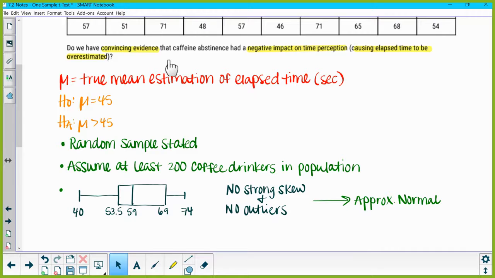Remember that it's very, very important when you are doing this as a part of your answer that you actually write down no strong skew, no outliers, it is approximately normal.